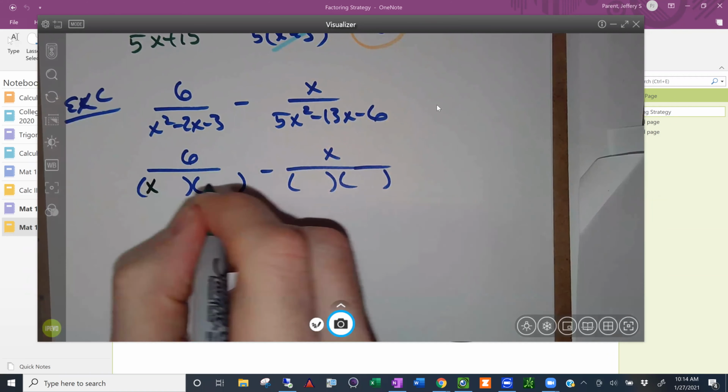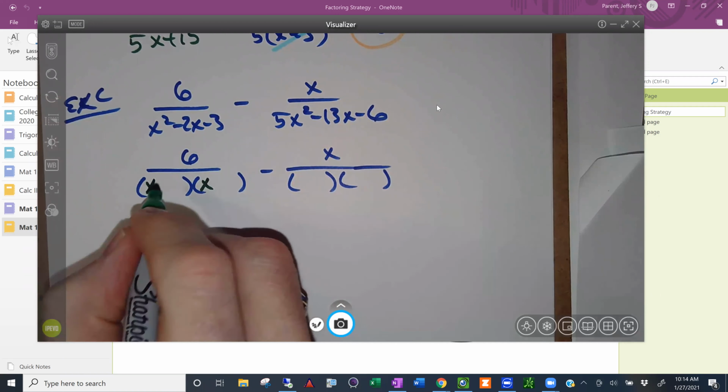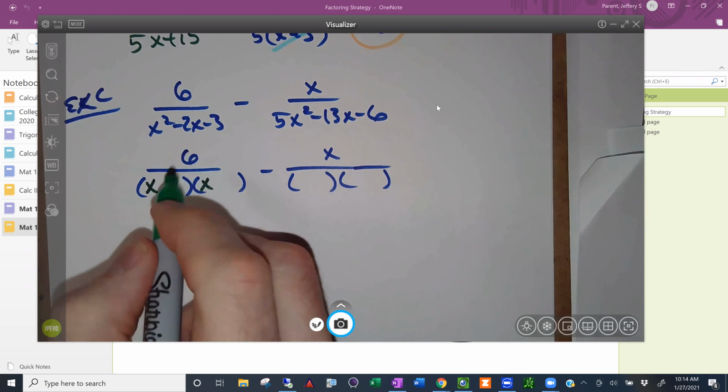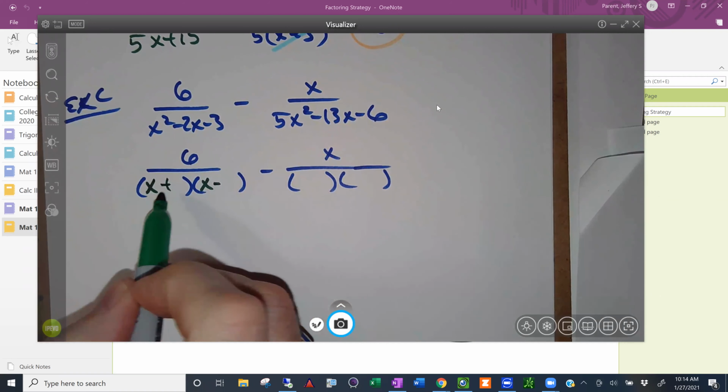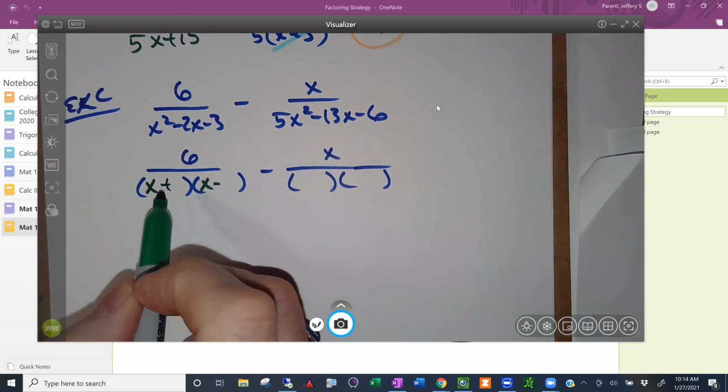I know I have to have an x and an x. Because this is negative, one of these has to be positive, one of them has to be negative because they have to multiply to a negative number. So they can't both be the same.